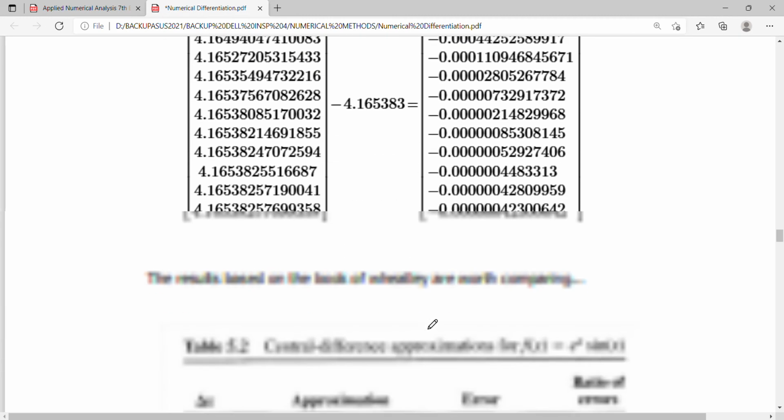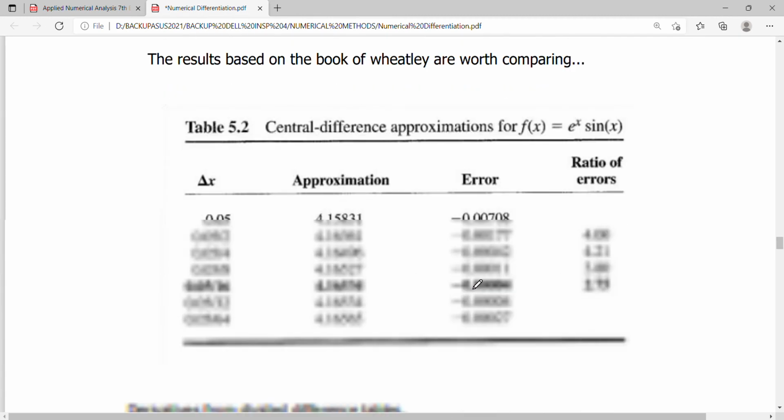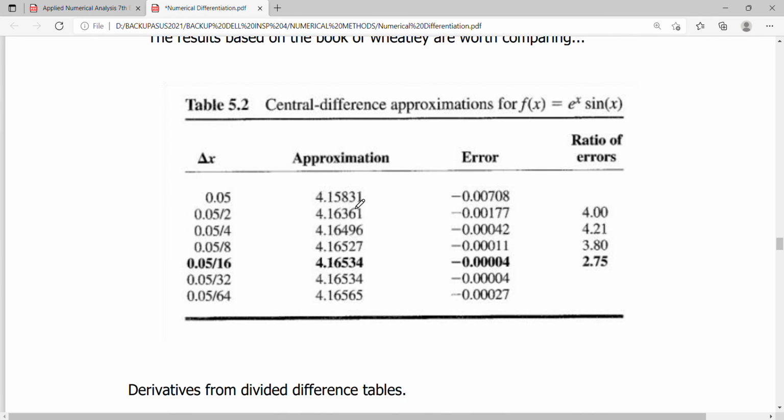Okay, so this is now the results of Whitley. On the Whitley's approach, dun sa fifth, nakuha na niya yung convergence niya. So still, it's a matter of how you do the rounding and the truncation of your series of approximation.